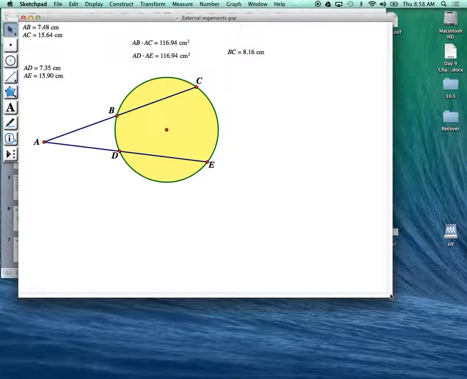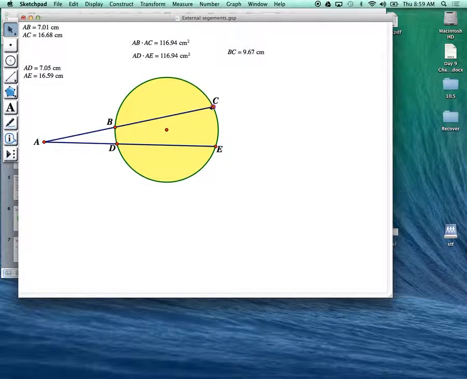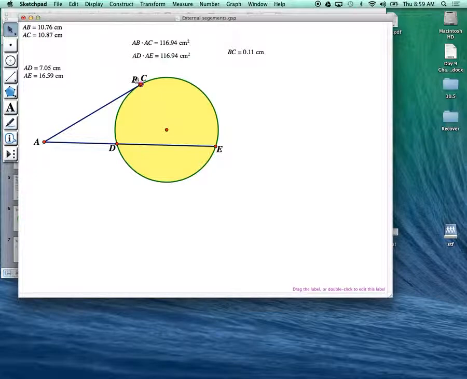As I move one of those things, let's suppose I move E over there, you'll see the numbers change, but the values stay the same. It's recalculating these numbers over and over again. It just happens to stay the same. Now what happens as I move C towards B? Well, like he said, the chord gets shorter, the external secant segment gets longer until eventually they get to the same spot.